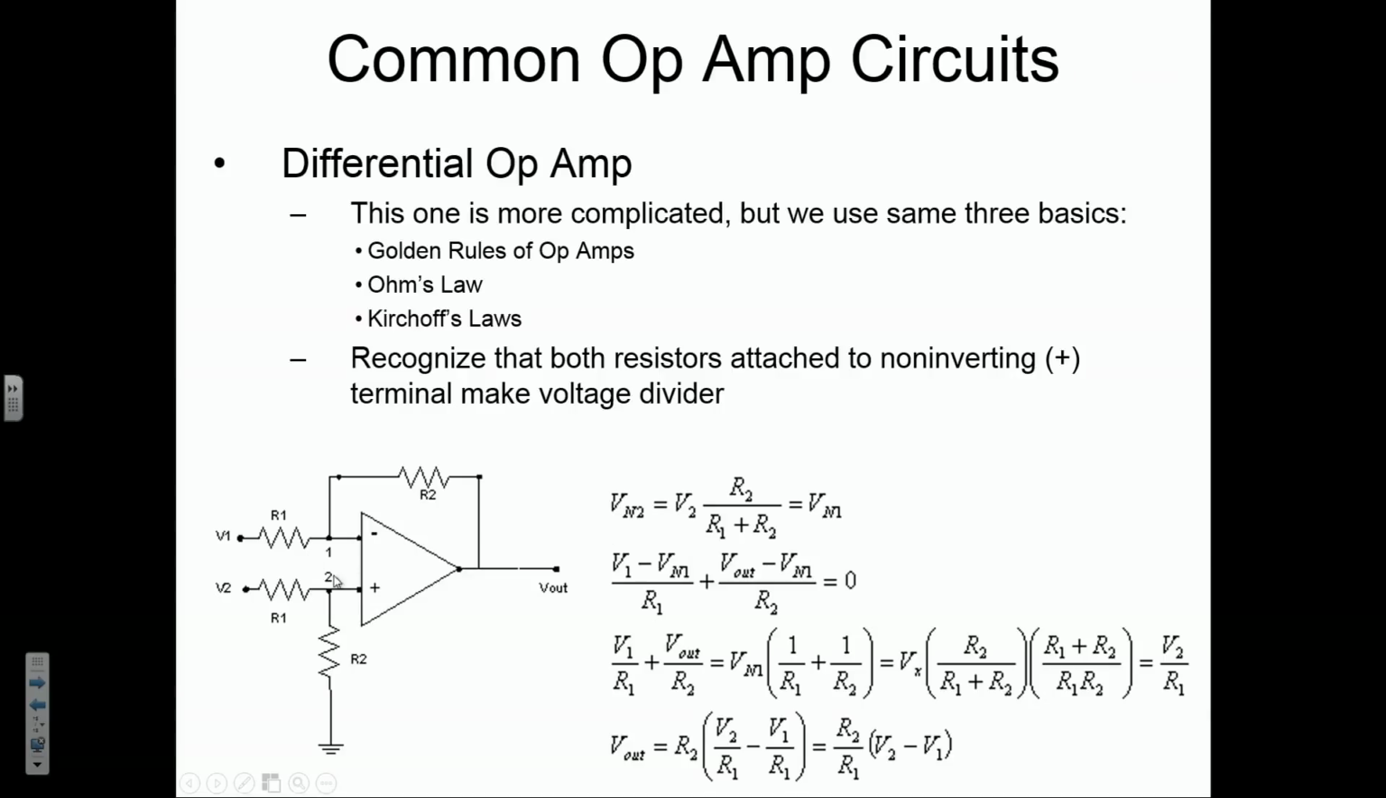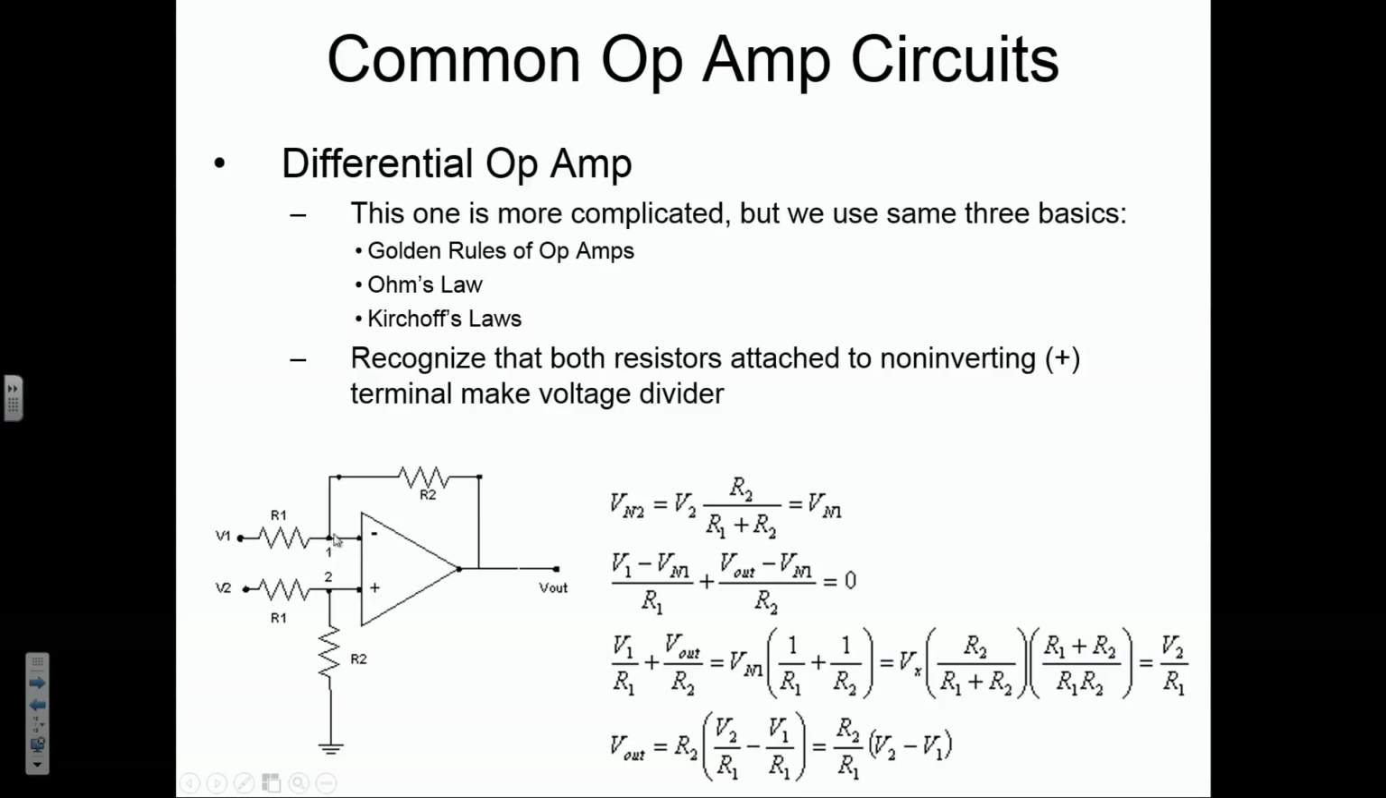The voltage at node 2 is equal to V2 times R2 over R1 plus R2. We know that because this is a voltage divider, and the voltage at node 2 between it and ground is just the voltage across this resistor right here, and that looks like a voltage divider, and so that gives us that first equation. We also know that it has to be the same as the voltage at node 1 because the golden rule of op amps says that these are going to be forced to the same voltage.